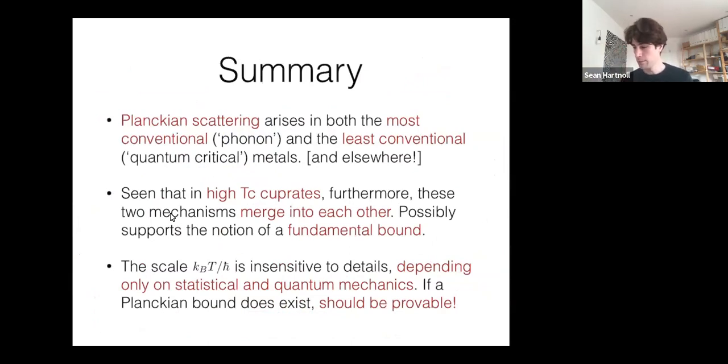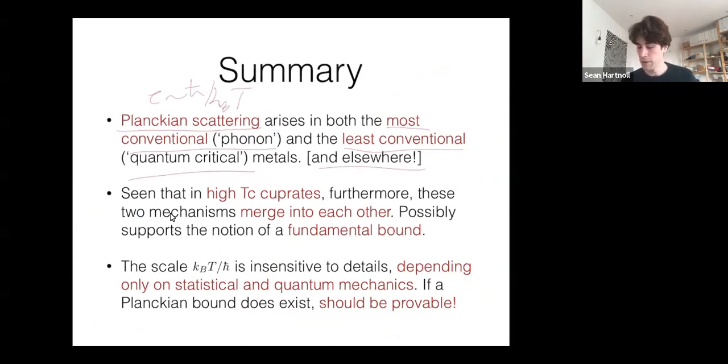Just 3 points. So I was saying that Planckian scattering, by which I mean just a time scale like that, arises in both the most conventional Phonon-like and also the least conventional, in quotes, quantum critical metals, and also elsewhere, like quark-gluon plasma and magic angle graphene and all kinds of stuff.